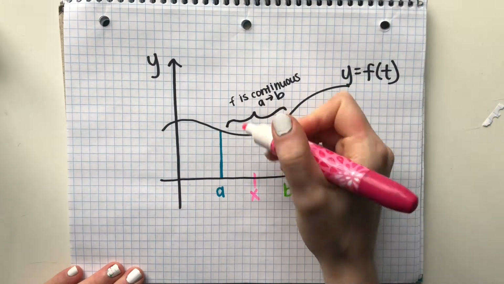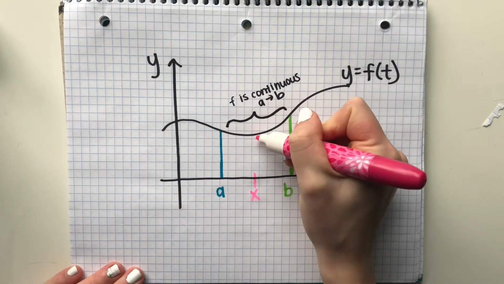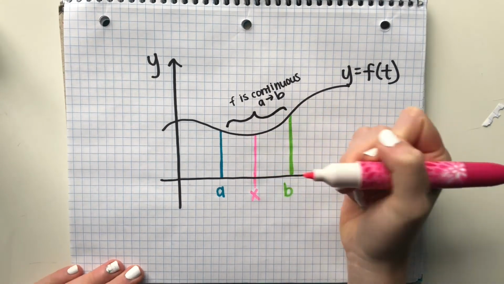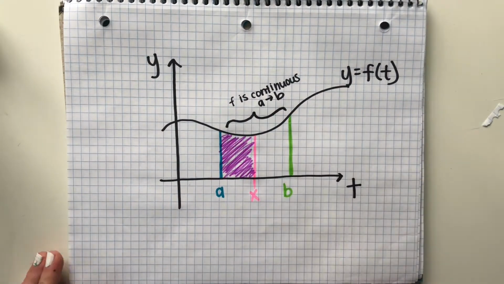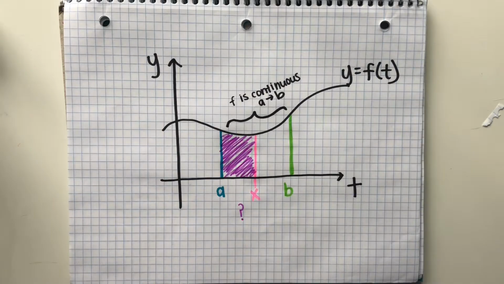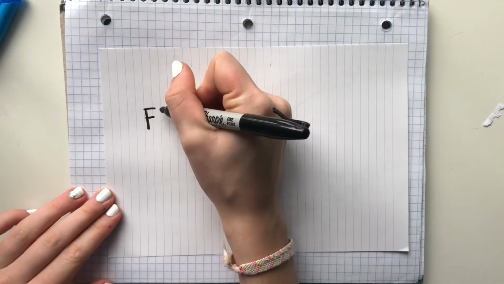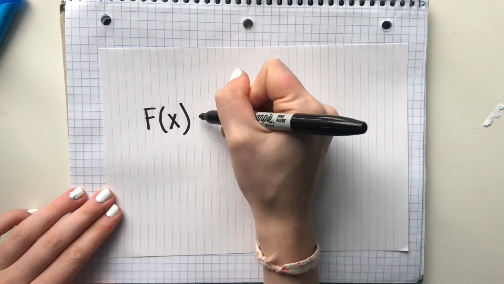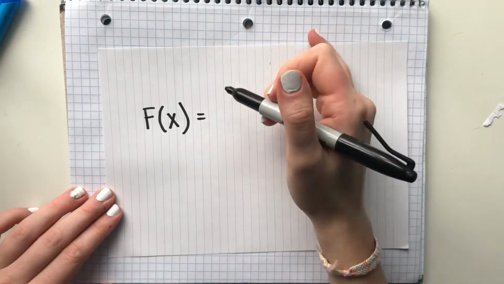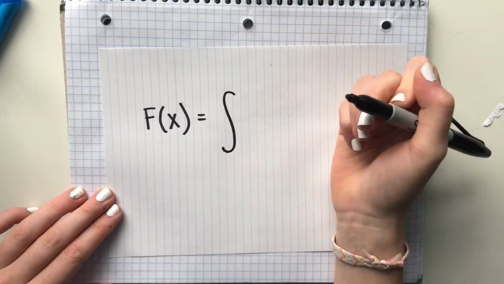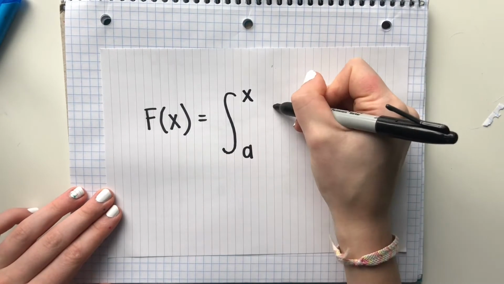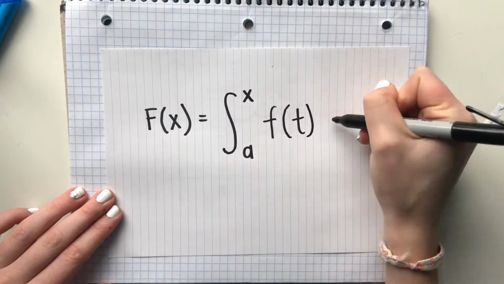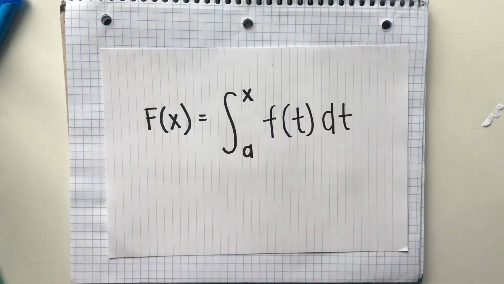Then next we're going to add another point, which is going to be x. What we're going to be trying to find is the area under the graph from a to x. So what is that? We can write this out by saying f of x equals the definite integral from a to x of the function f of t dt.